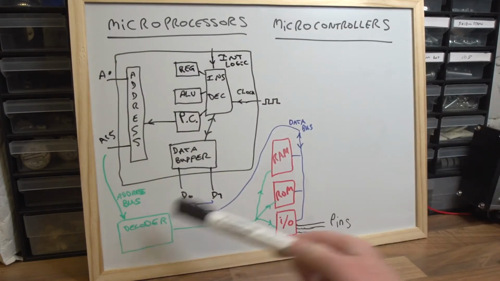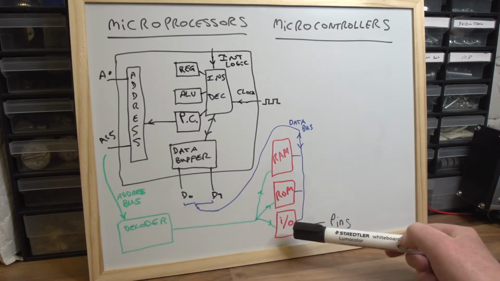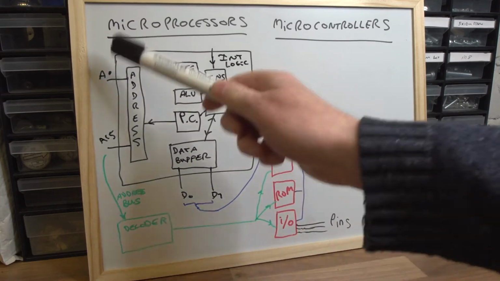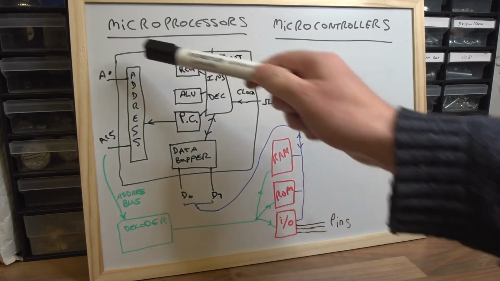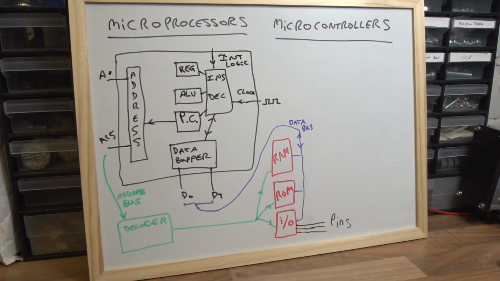When you have these external devices connected, these external chips, decoder, RAM, ROM, I/O, and anything else that you might have in there, and the clock and everything, then at that point you have an actual computer rather than just the microprocessor by itself. Okay, so what about microcontrollers?